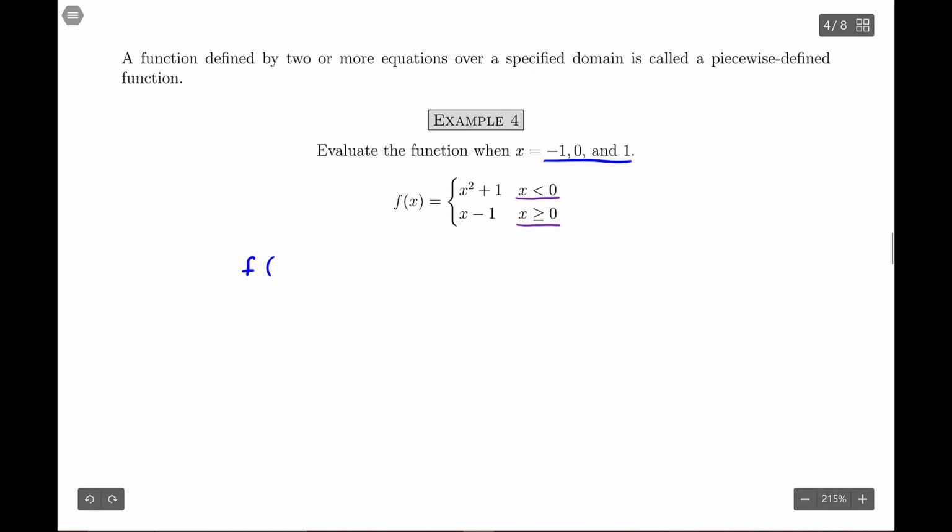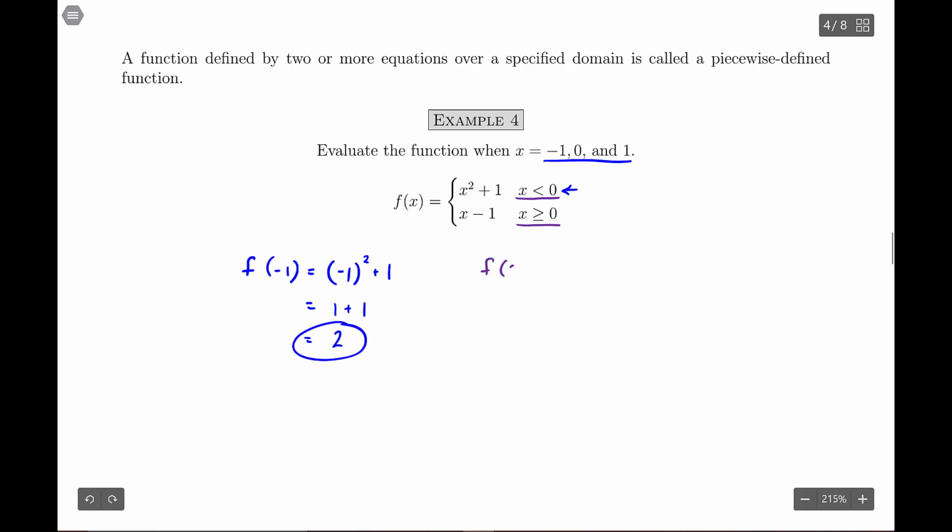So if I evaluate f of negative 1, negative 1 is strictly less than 0, so I'm going to use the x squared plus 1. I'll replace x with negative 1, and then I evaluate negative 1 squared is 1, 1 plus 1 is 2. So f of negative 1 is 2.